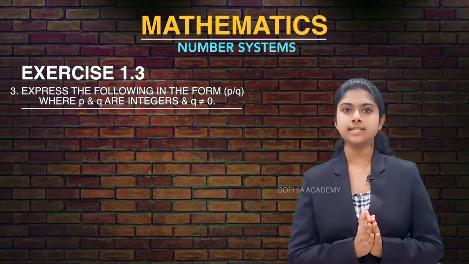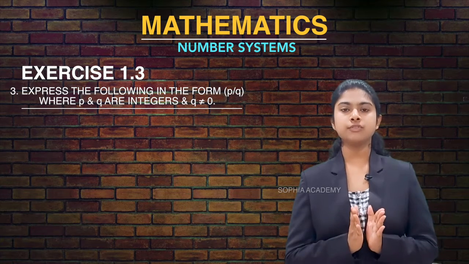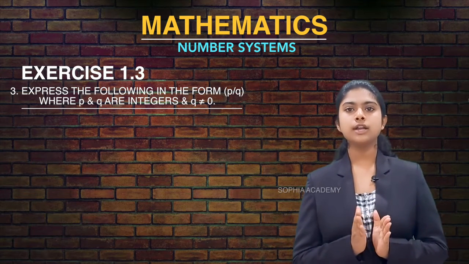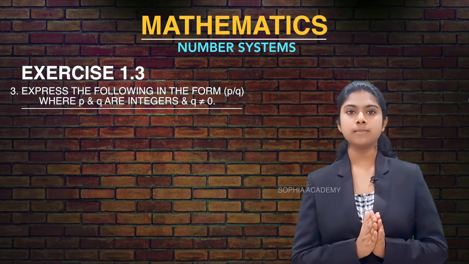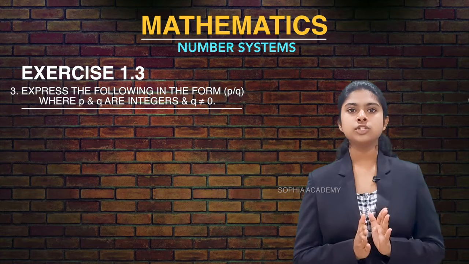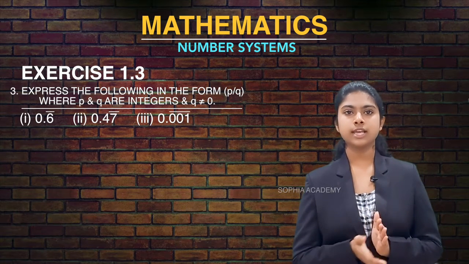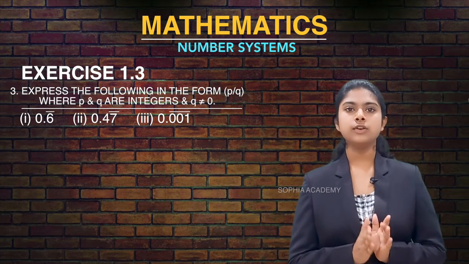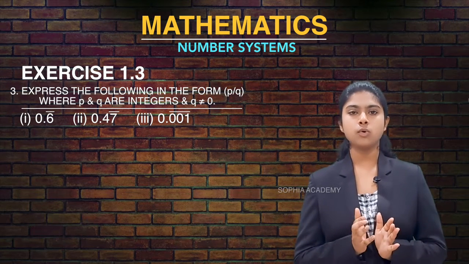The question says, express the following in the form of p by q, where p and q are integers and q not equal to 0. So there are three subdivisions for this question. The first one is 0.6 bar. Second, 0.4 bar over 7. Third one, 0.001 the whole bar.